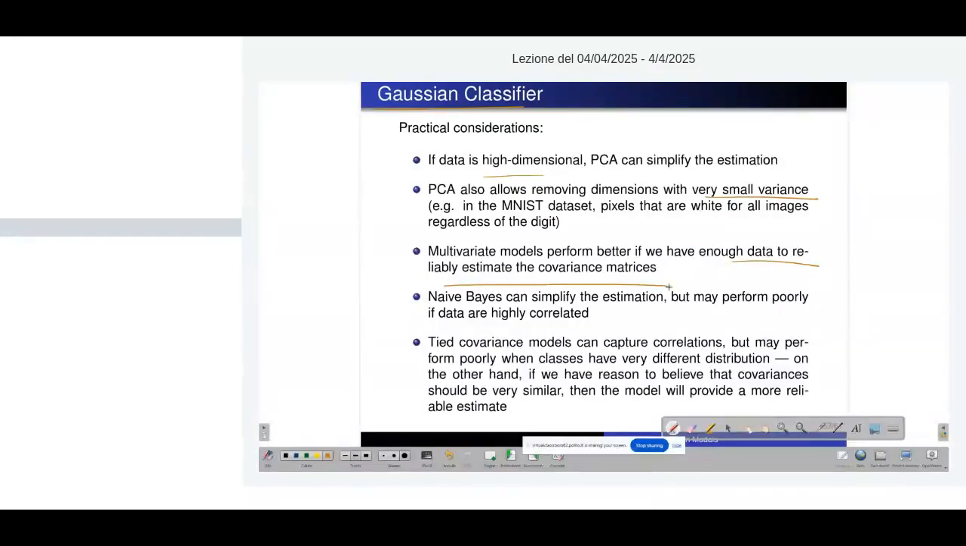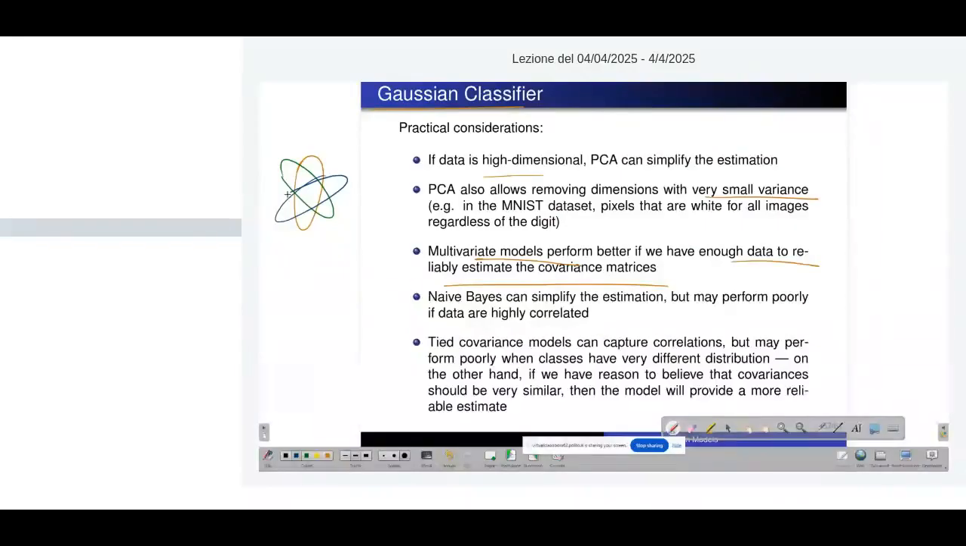Again, we have seen how to simplify the estimation for some use cases, but the simplified models work well if the assumptions are met. If the assumptions are not met, then these models may actually not work well enough. So that means that we may want to still use multivariate models because we know that our samples have orientations that do not allow us to use neither the naive nor the tied model, but the dimensionality of the space is too large to estimate the full covariance matrices.